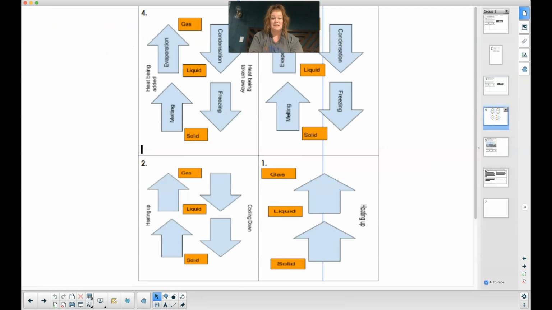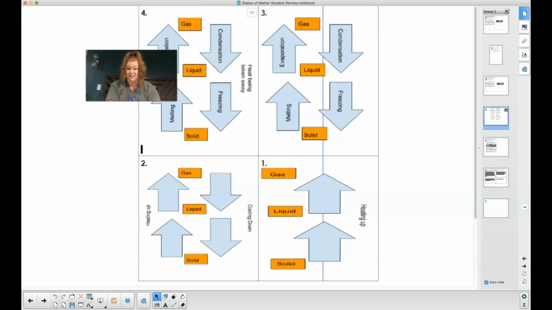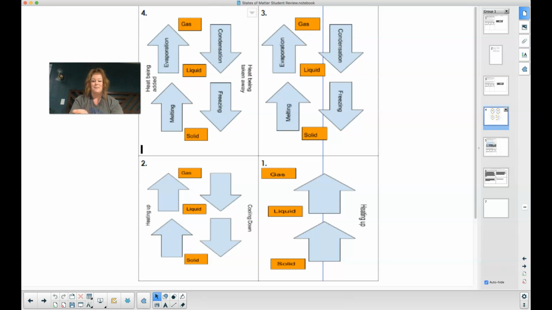So our examples, again, yours could look different. They just need to have this same information. So let's start at a 4 here. So we have our 3: solid, liquid, gas. And when a solid melts, it turns to a liquid. When a liquid evaporates, it turns into a gas. And I can see right over here that heat is added for those to happen.